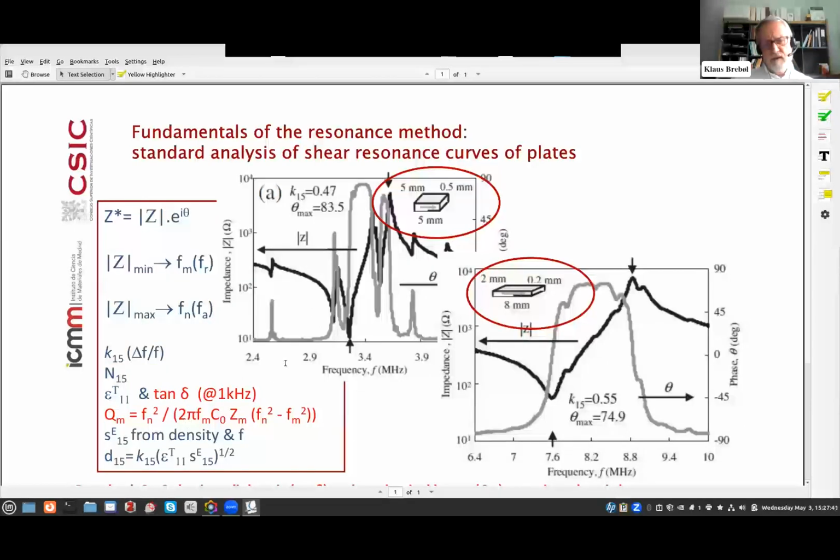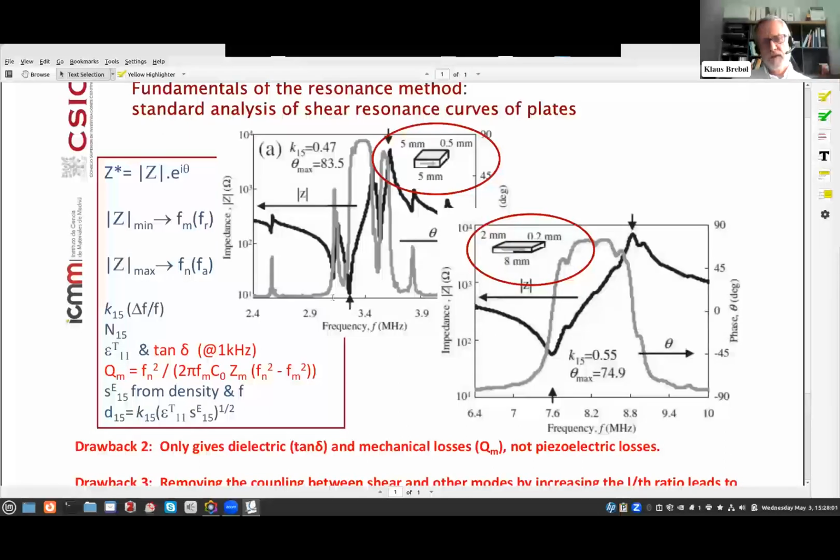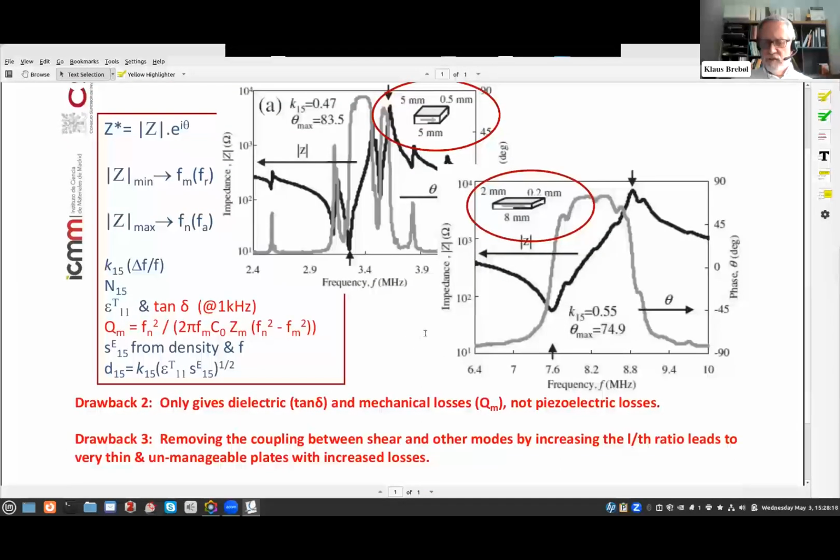And then from the combination of these parameters, we are capable of calculating the d15, the parameter that we were looking for. But all in all, this process only gives you the dielectric loss and the mechanical losses, not the piezoelectric losses. And if you look at the curves here, you will see that if we are planning to simulate something around 3 megahertz, well, the curve at 8 megahertz looks like it has lower Q and therefore higher losses than in the frequency range where we would like to operate. So the losses that we get from this are also a bit dubious.